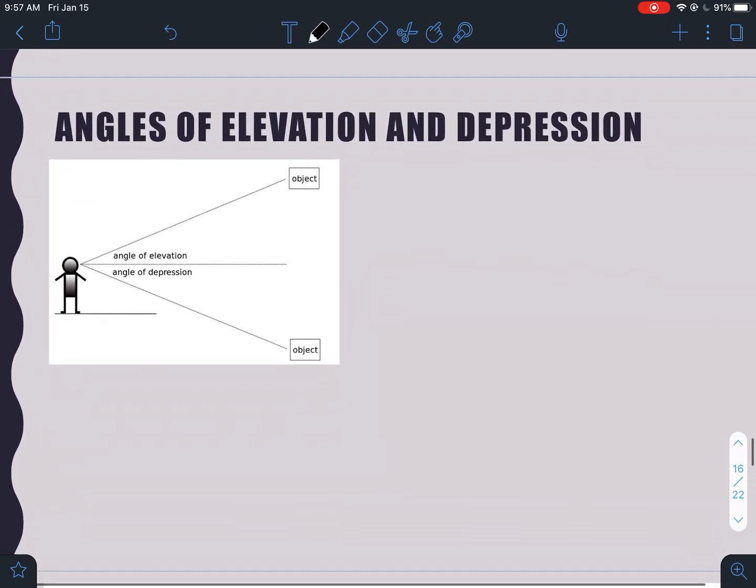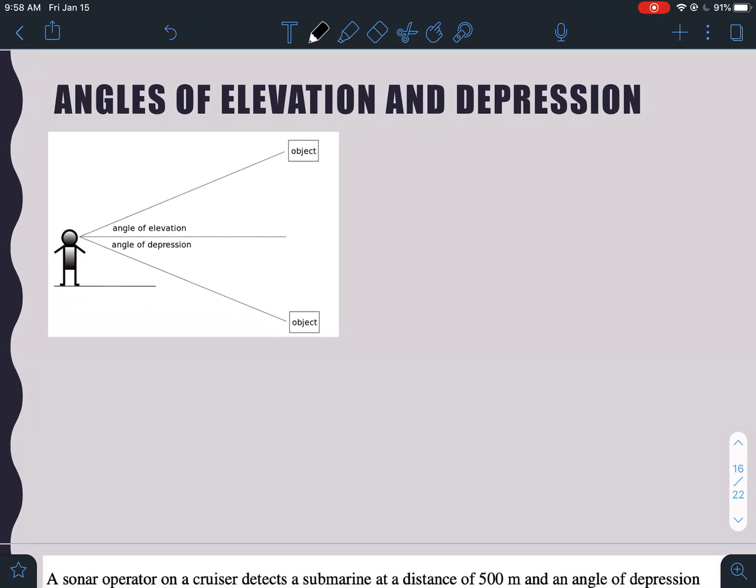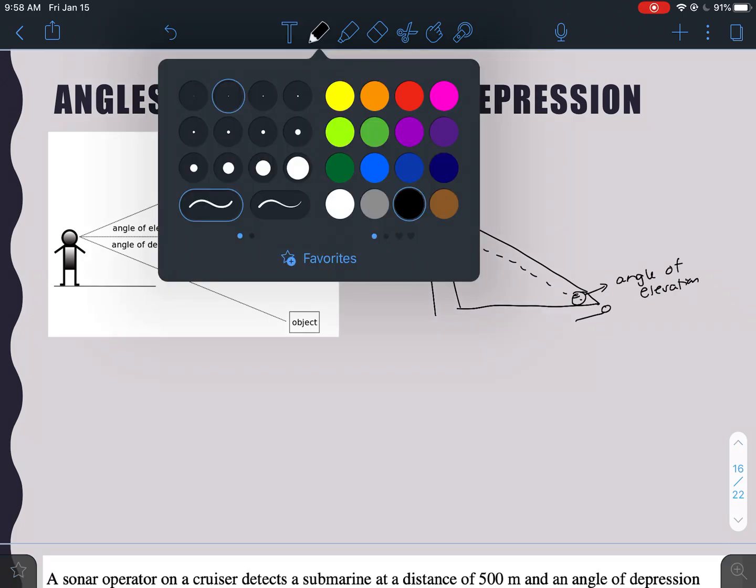All right, angles of elevation and depression. So we use these ideas in order to solve some real world examples. So for instance, if you had a tree and you were looking up from the ground, so this is you laying on the ground, and you're looking up at the tree, that's called an angle of elevation. So this angle right here is called the angle of elevation because you're looking up at the tree.